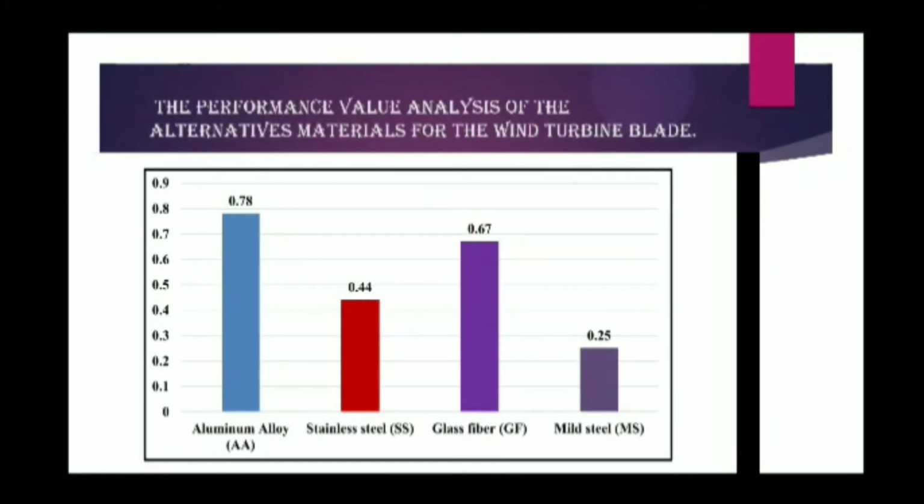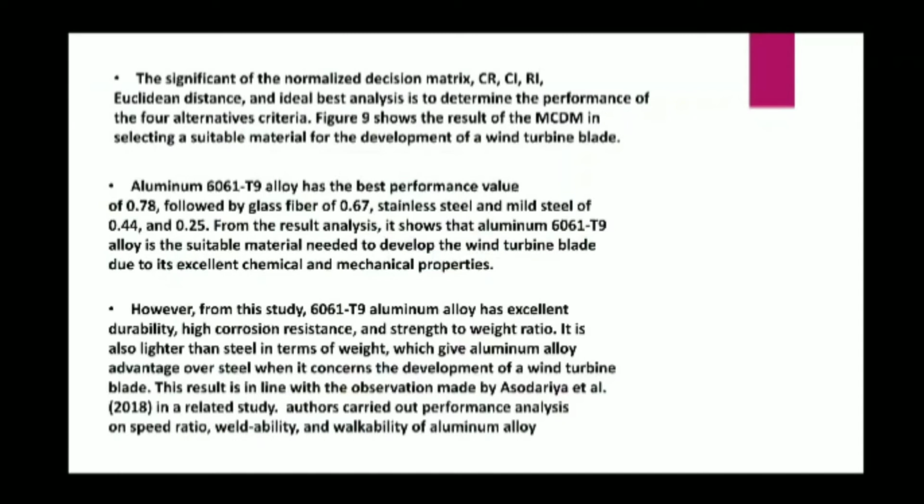The performance value analysis of the alternative materials for the wind turbine blade: aluminum alloy has 0.78, stainless steel has 0.44, glass fiber has 0.67, and mild steel has 0.25, as shown in the graph. The significance of the normalized matrix, Euclidean distance and ideal best analysis is to determine the performance of the four alternatives. Aluminum 6061 T9 alloy has the best performance value of 0.78, followed by glass fiber at 0.65, then stainless steel and mild steel at 0.44 and 0.25.